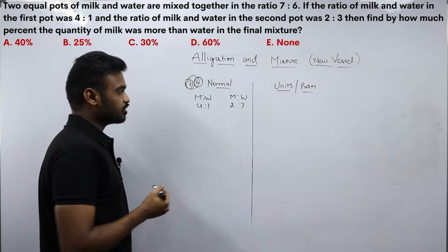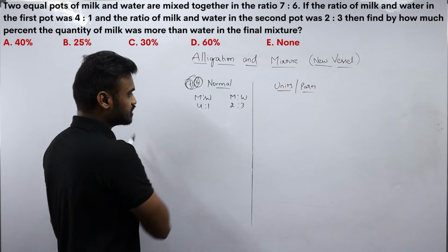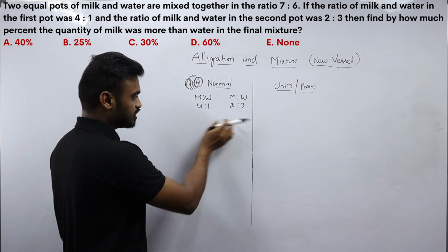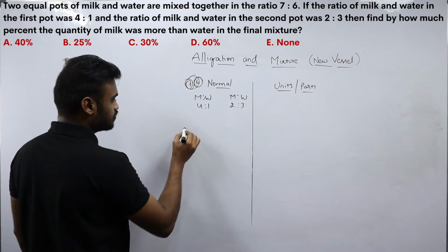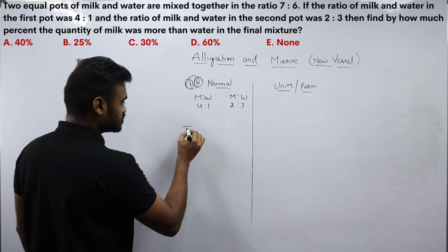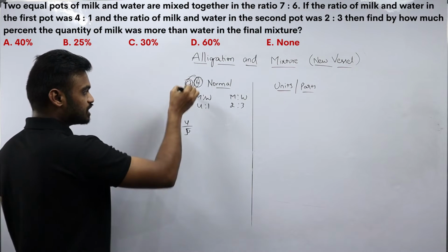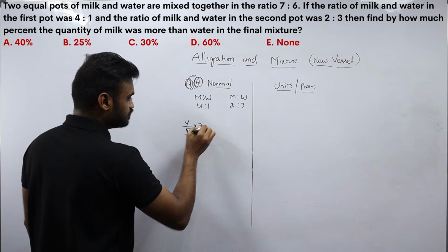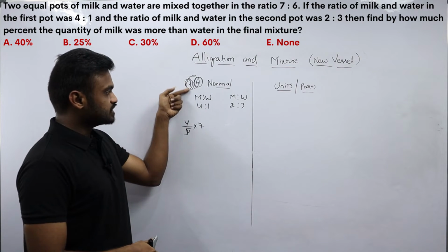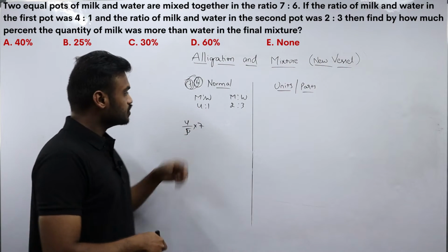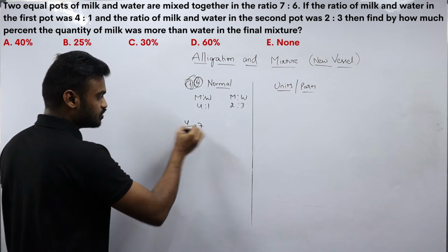Now see here how to solve the problem. I have already told you that in the normal method, all the left side quantities will be written on the left hand side and all the right side quantities on the right hand side. Out of 5 parts, the milk quantity is 4 parts. Since it belongs to the first vessel, I am multiplying the milk quantity by 7. The first vessel needs to be 7 parts in the resultant quantity, right? So since this milk belongs to the first vessel, I am multiplying by 7.